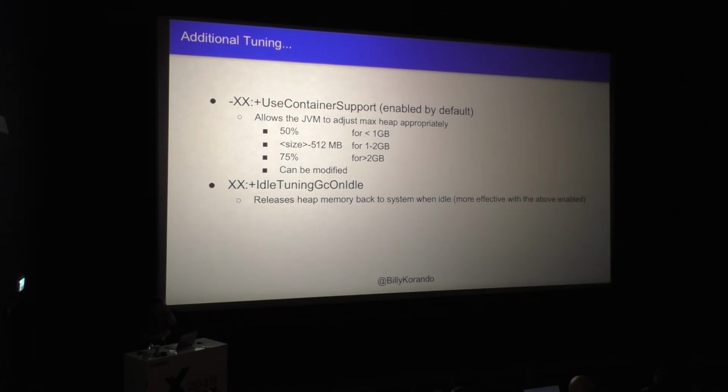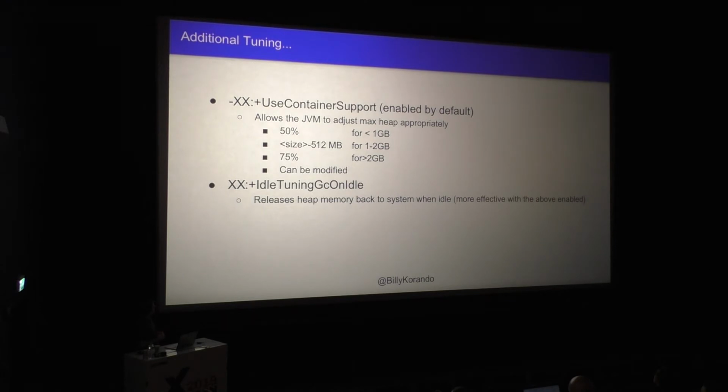Okay, use container support, which is enabled by default. This basically allows the JVM to adjust in the container environment the max heap appropriately based on the available memory. And it's on a scaling slider. If it's less than 1 gig, it uses 50% for max heap. If it's between 1 and 2, it uses the size of memory minus 512. And if it's over 2 gig, it uses 75%. And that can be configured, that sliding range.